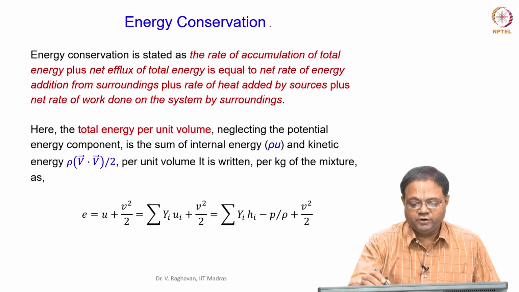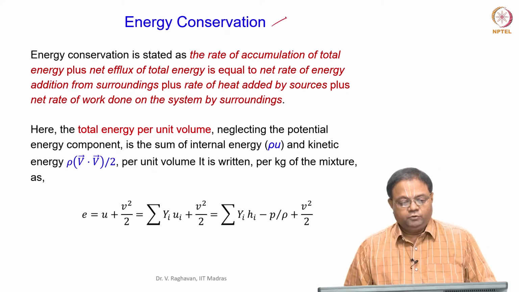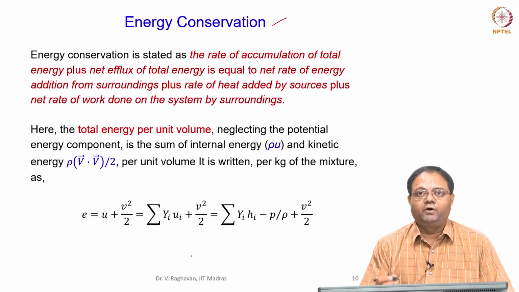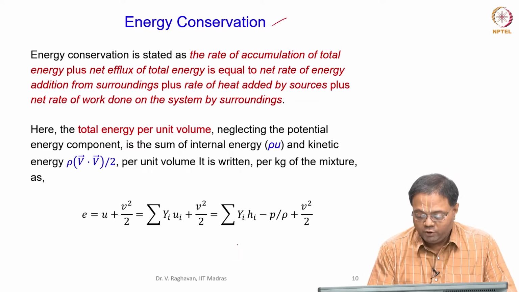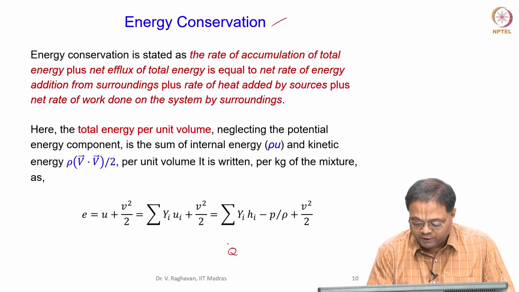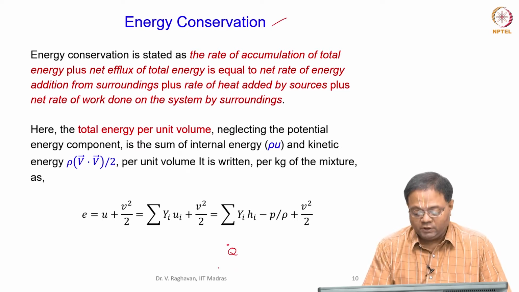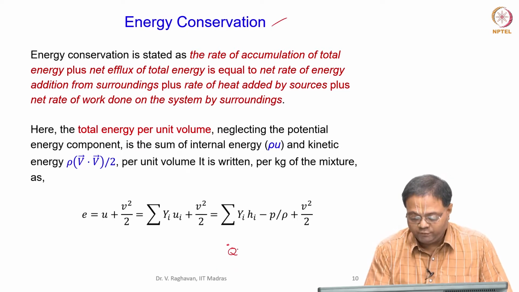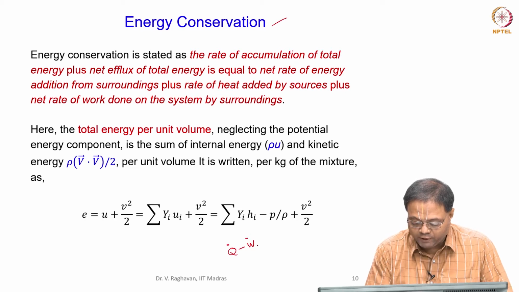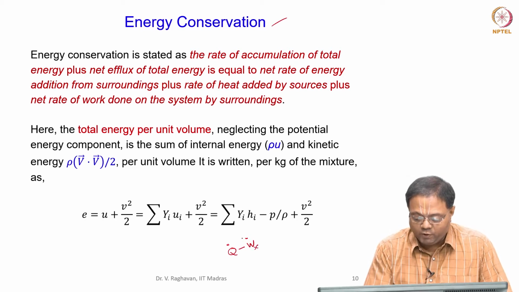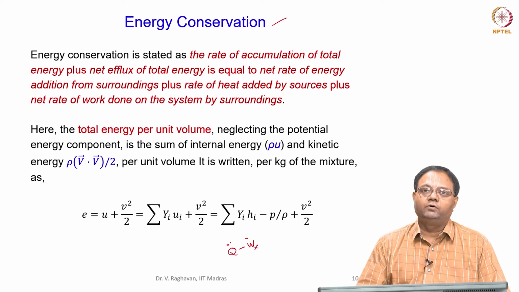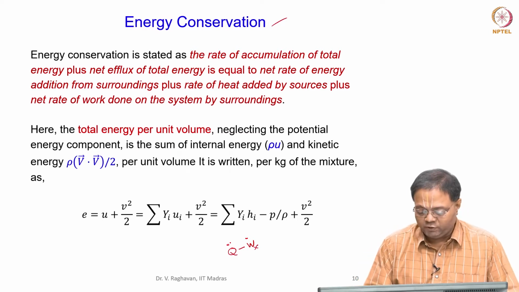So, energy conservation. You know that if you apply the first law for control volumes, you can write energy conservation as the heat interaction between the control volume and the surroundings minus the work interactions. I am putting a dot over them to indicate the rate at which the heat is interacting and the rate at which the work is interacting.